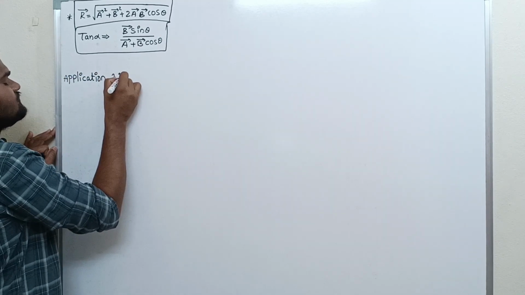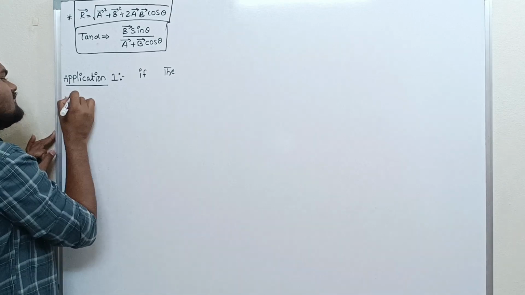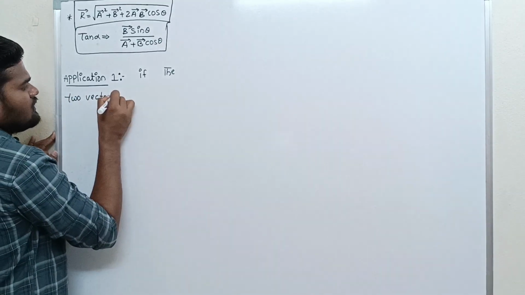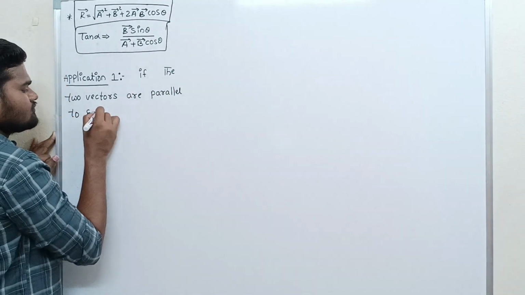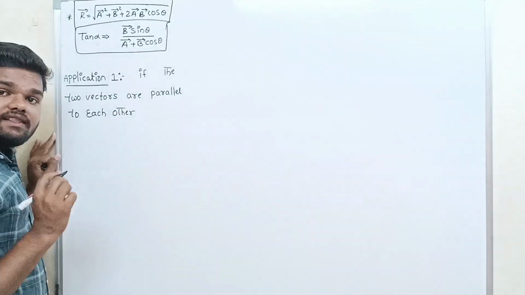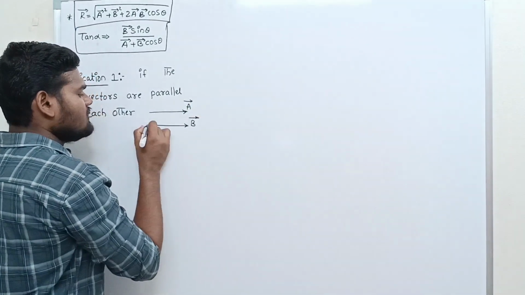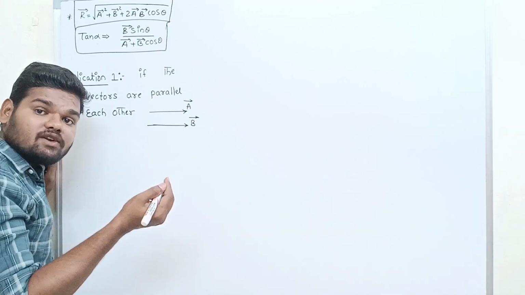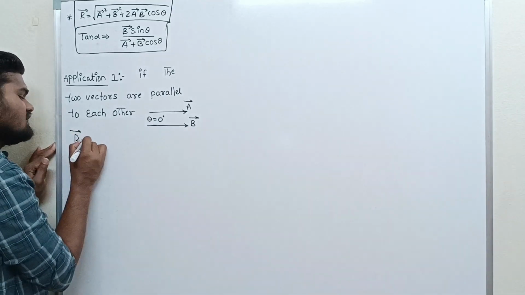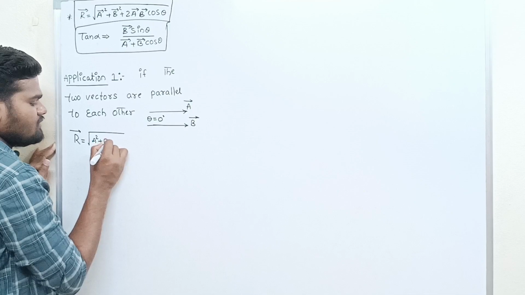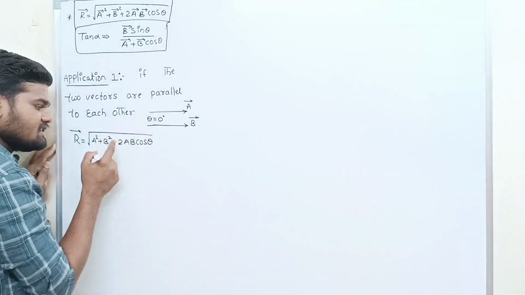Application number 1. If the two vectors are parallel to each other, this is the a bar vector and this is the b bar vector. Now these two are parallel to each other. So when the two vectors are parallel, the angle between them is 0 degrees. Then the resultant vector r bar becomes the square root of a square plus b square plus 2ab cos theta. What is the angle theta? 0 degrees. Just substitute here.